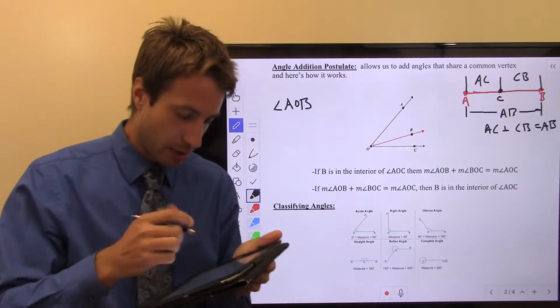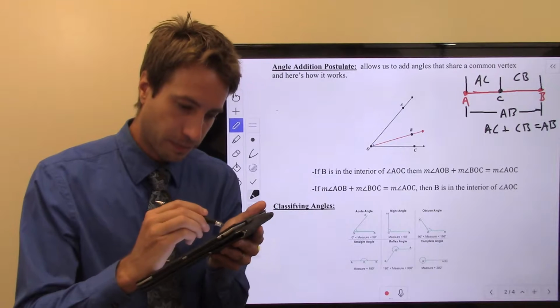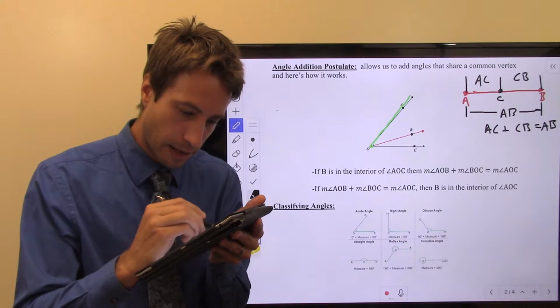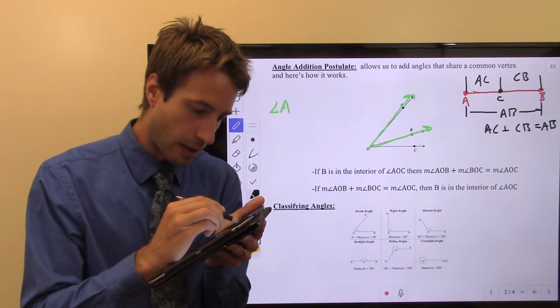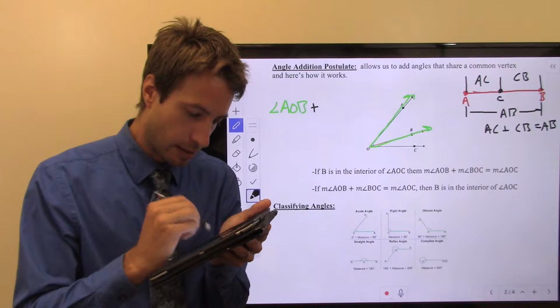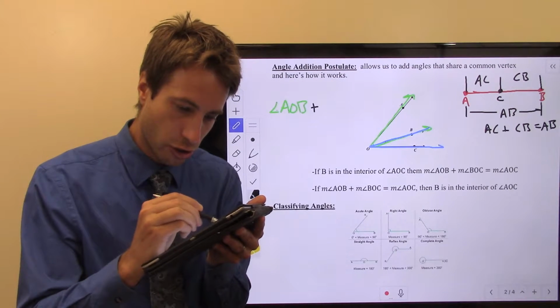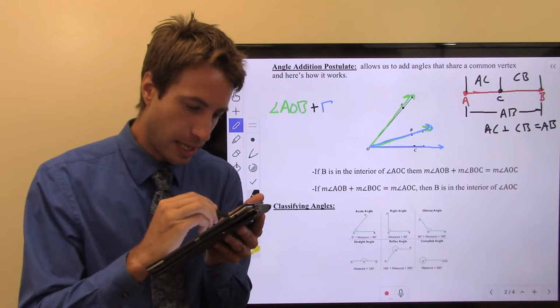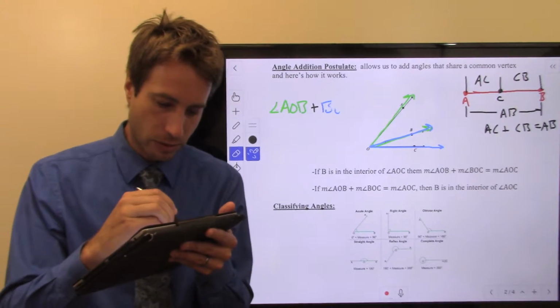that angle right there, let me do it in green. Actually, you know what? Ooh, I have colors. Let's use them. This guy right here, which is the angle AOB, plus this guy right here, which is BO. Oh, hold up. I'm sorry. I forgot my angle.